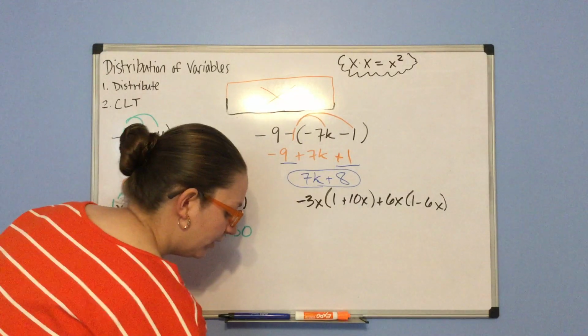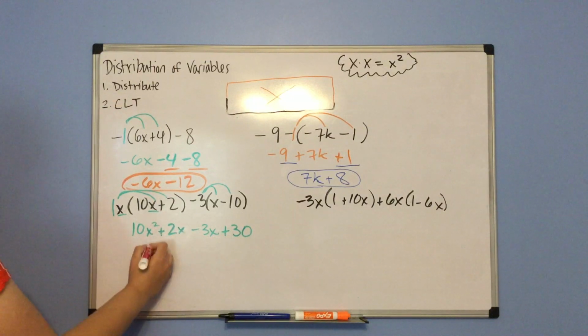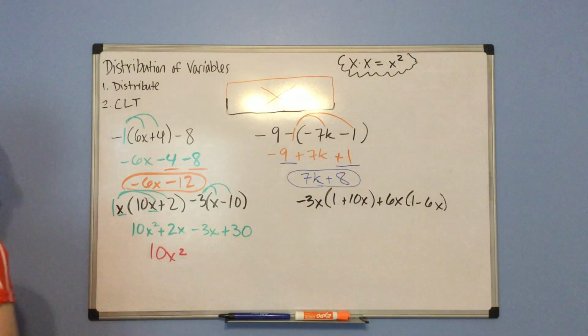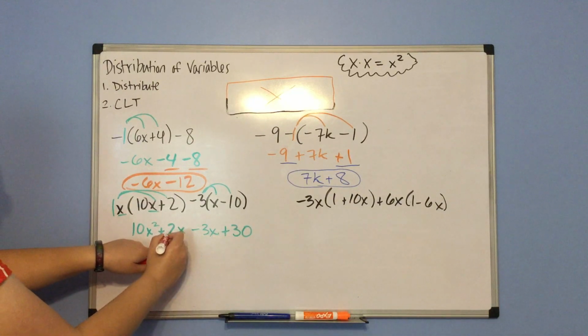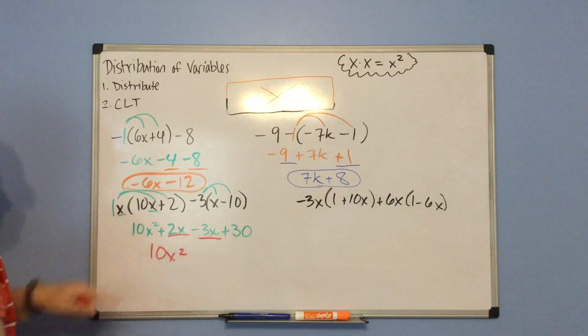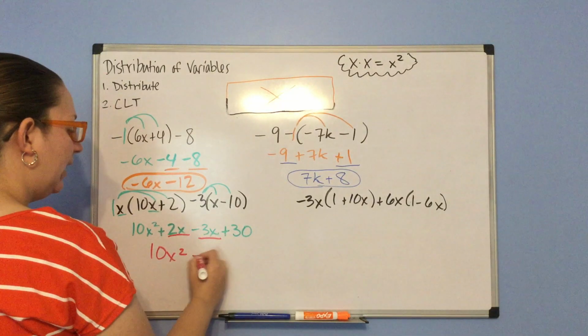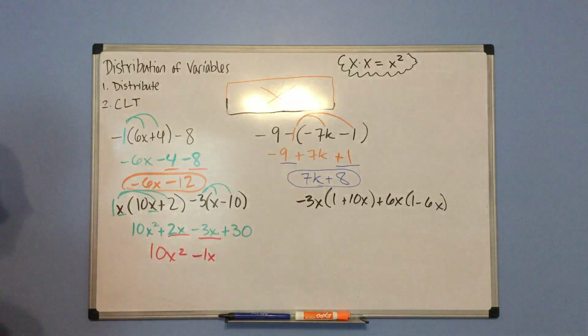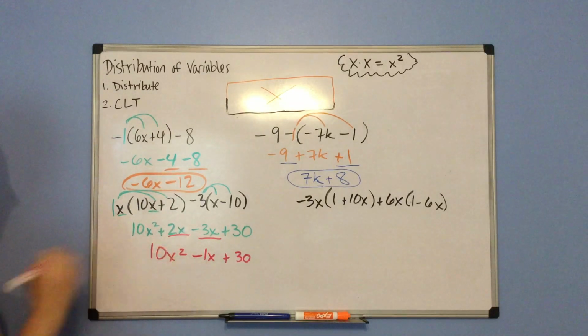So we've done all our distributing. Do we have like terms? I only have one x squared term, so that's going to stay the same. I do have two regular x terms, those combine. -2 minus 3. -2 minus 3 is -1. So you can write it like this, -1x plus 30, and that's a very good final answer.